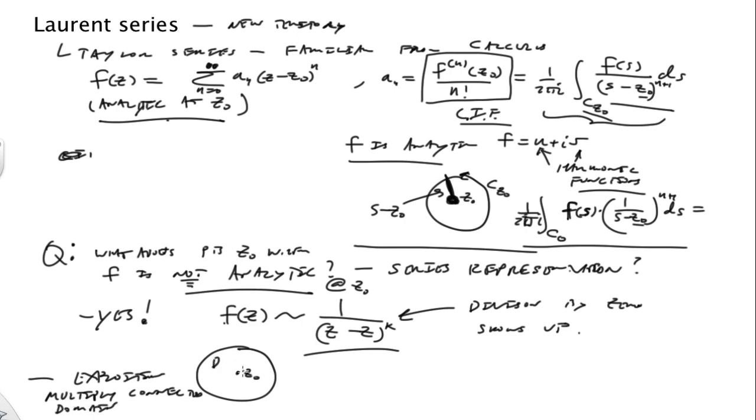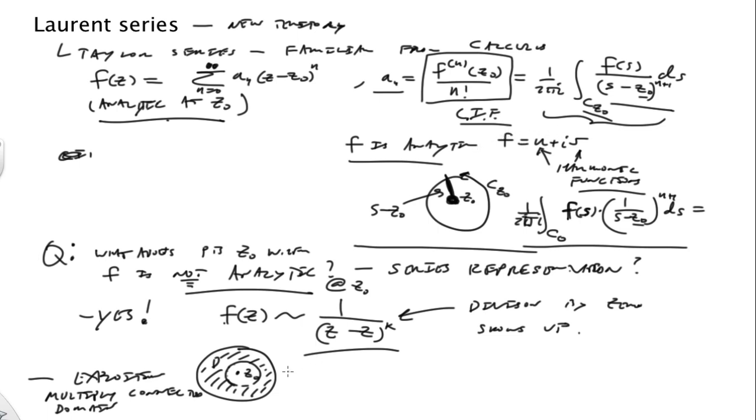So I'm going to call D now. I'm going to actually put a little disk that circles our point. And now in this domain right here, my function then is analytic. And then we'll use the Cauchy-Goursat theorem in order to establish, just like we did with Taylor series, where we found these coefficients by using the Cauchy integral formula.